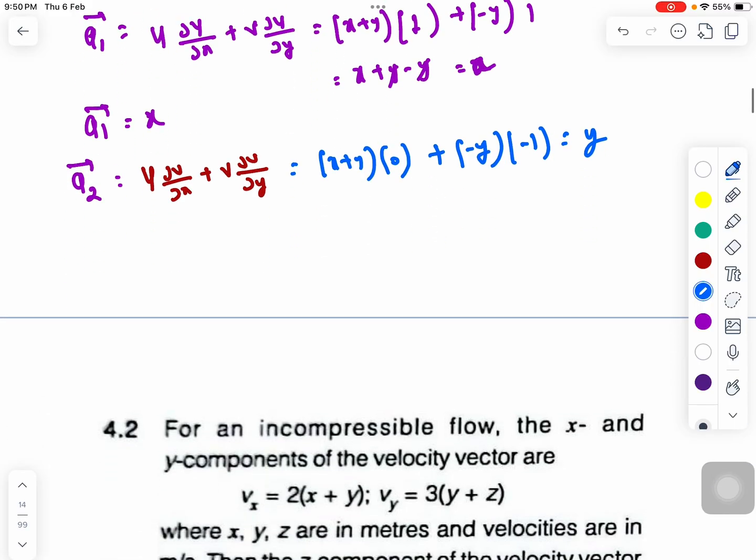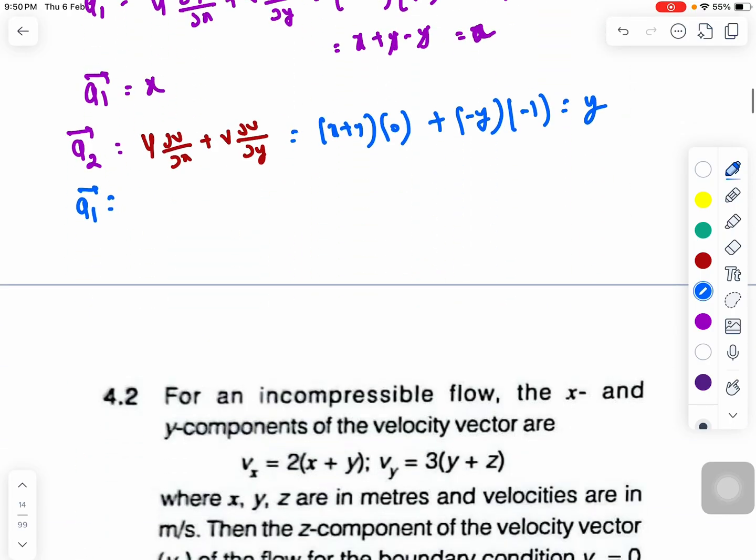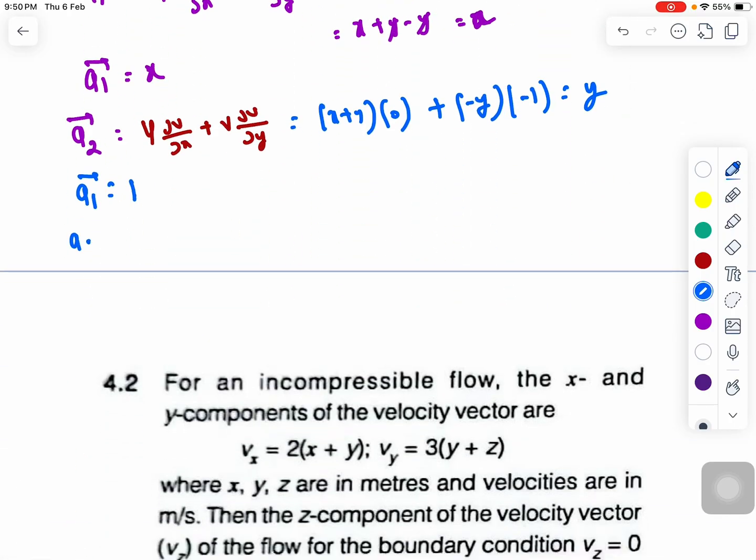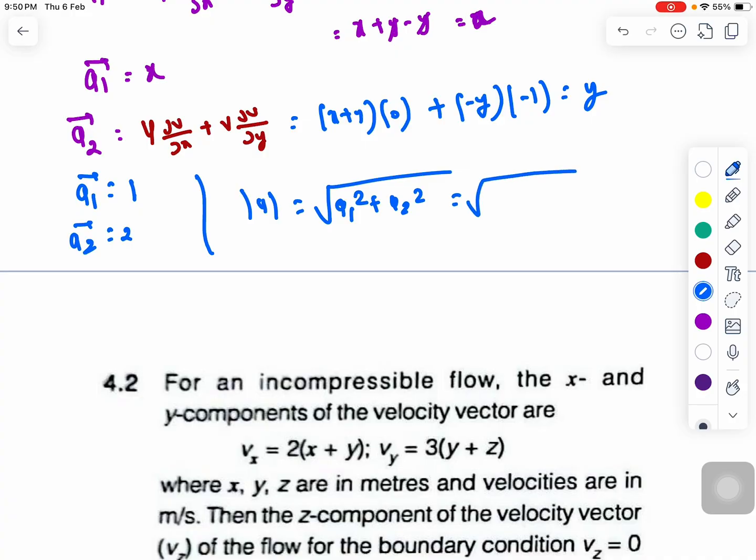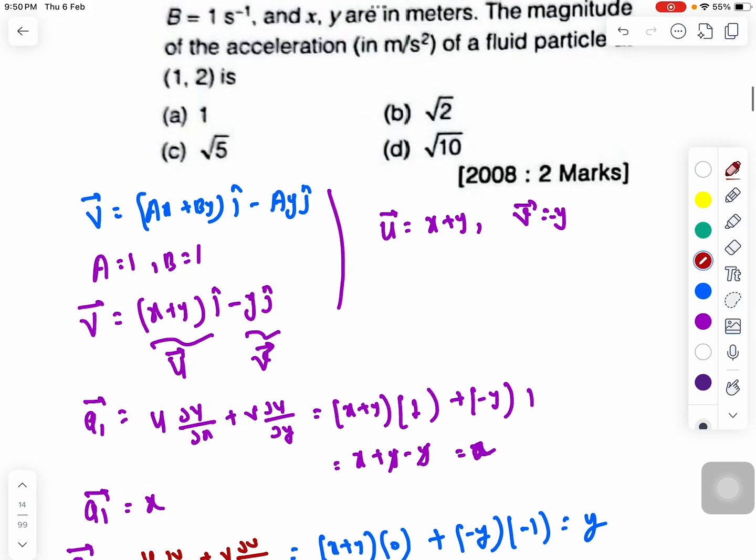If I want to write it in terms of magnitude, a1 will be equal to how much? You are supposed to calculate at point 1, and a2 will be equal to 2. So what is the magnitude of the acceleration vector? That is the root of a1 squared plus a2 squared, which equals root of 1 plus 4, which is root 5. So you have got the acceleration value as root 5, right? Just check which of the options is correct. So option C will be your correct answer, right?